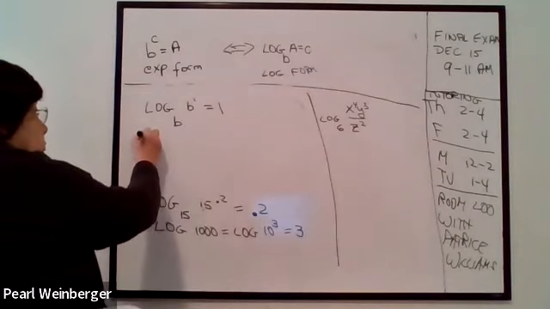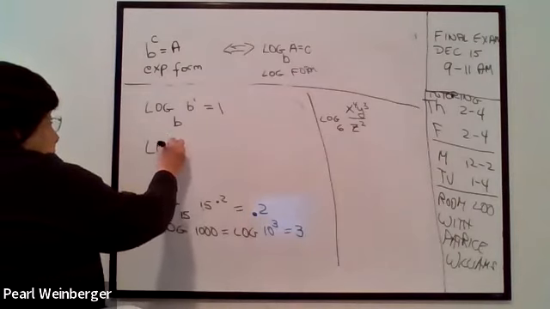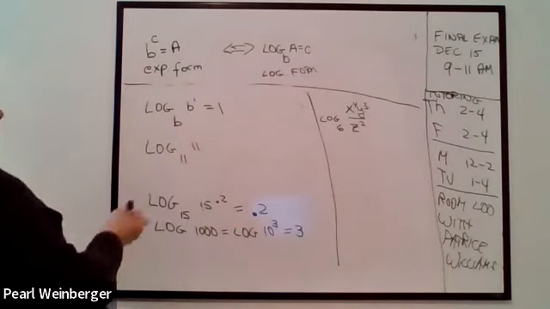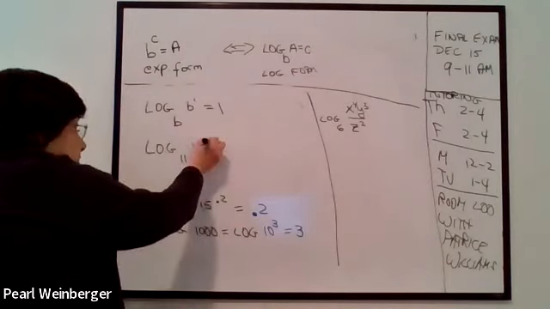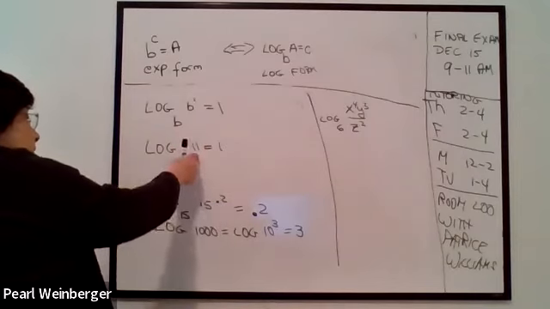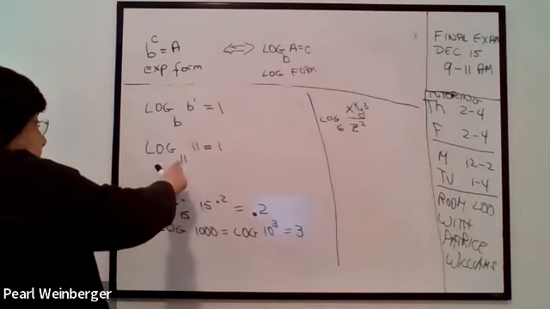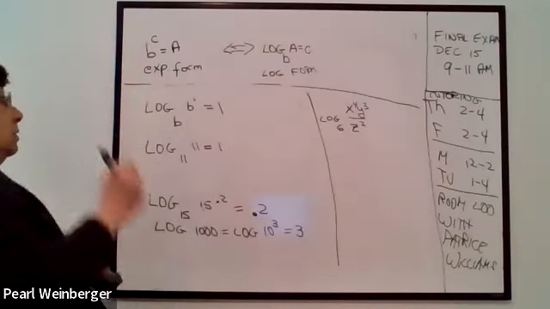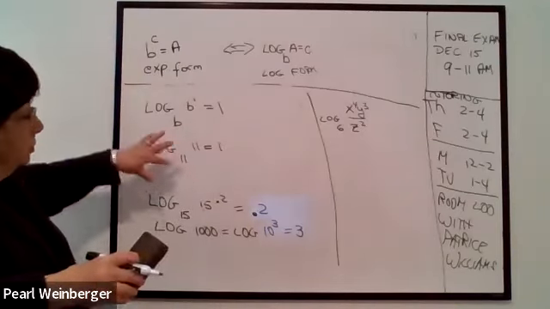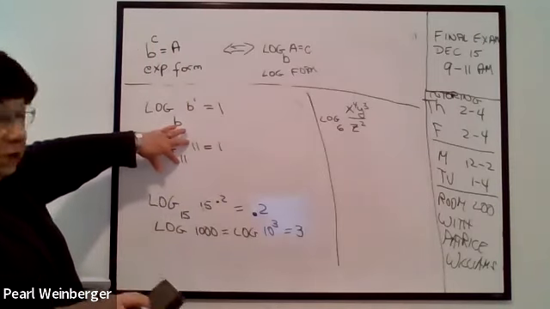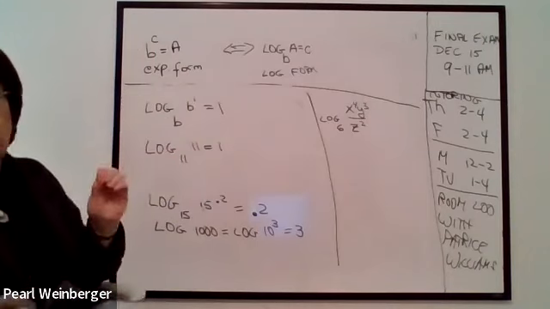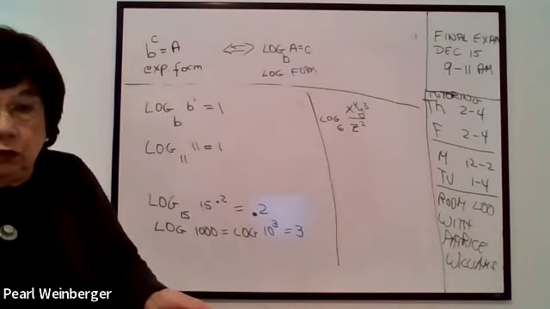So if I ask you, what's the log of 11 in base 11? Your answer obviously has to be 1. Just put it in exponential form. 11 to the 1 equals 11. When the base matches the number you're taking the log of, your log is simply 1 because your exponent is 1.